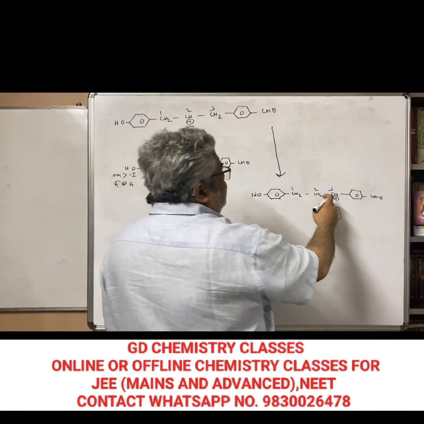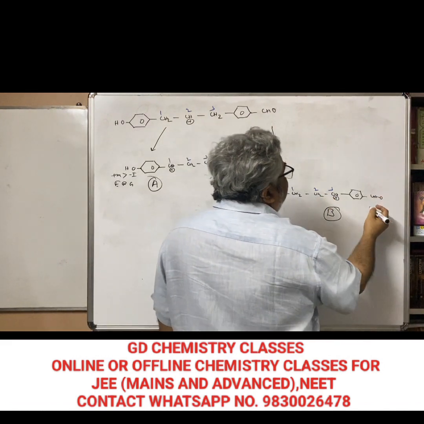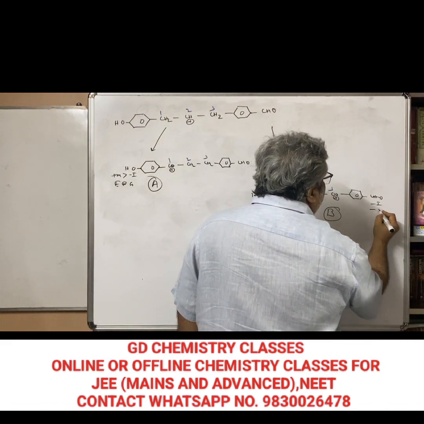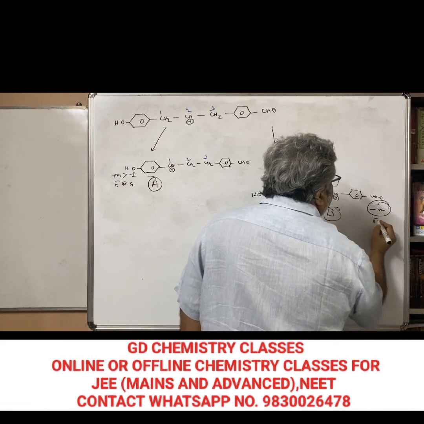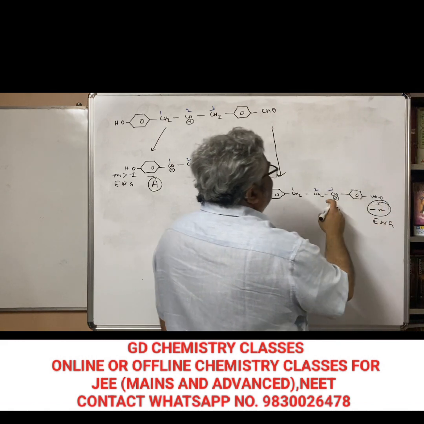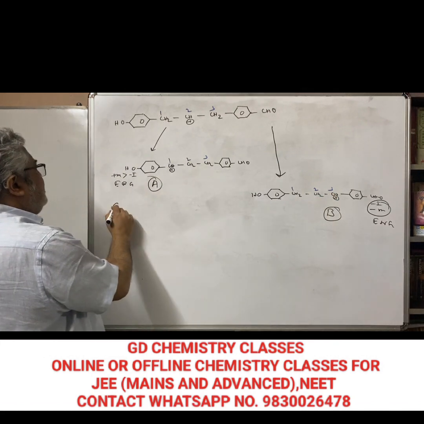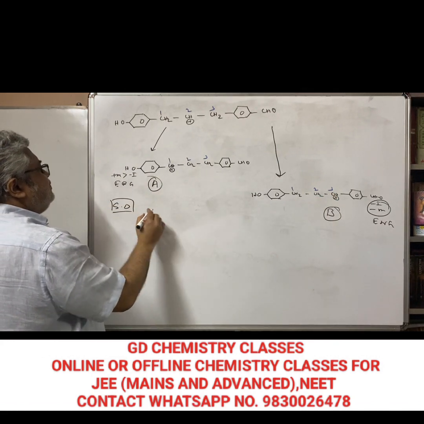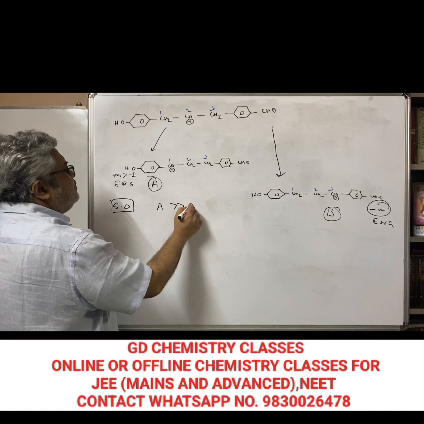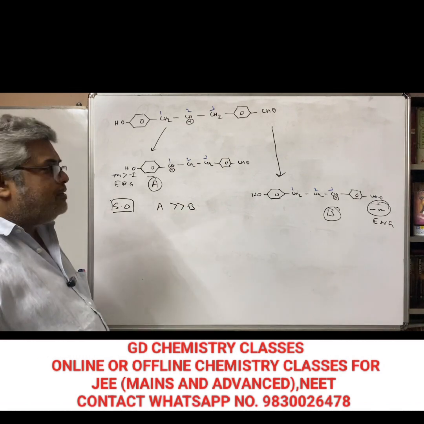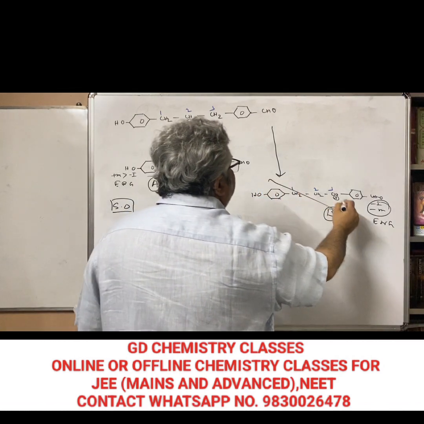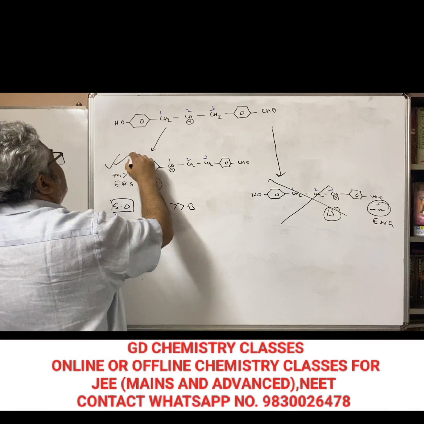If I consider this one, now CHO is minus I and minus M, so overall it is an electron withdrawing group. So obviously this carbocation is much less stable than this carbocation. Stability order: A is much more stable than B. So obviously this won't be formed, and this will be formed.